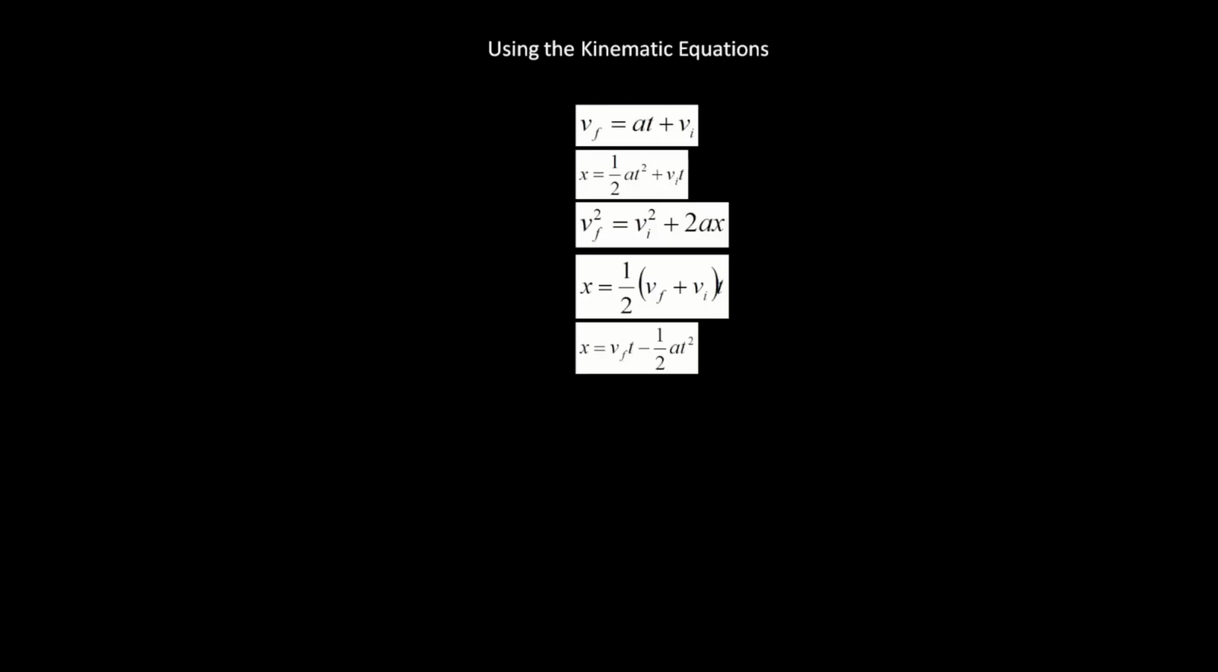So using these kinematic equations. Again, these equations describe to us motion. And the motion here is assumed to always have a constant acceleration.